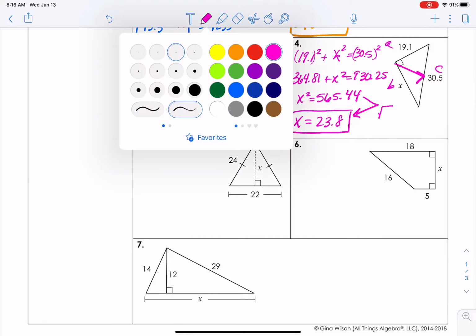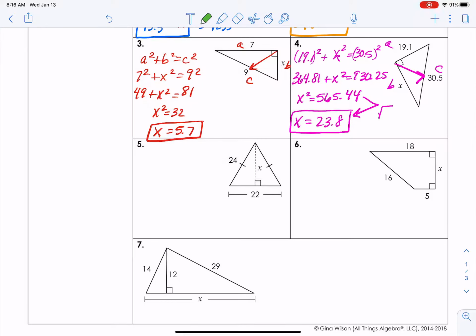Now when we look at number 5, this is an isosceles triangle. That means that this is also 24. So as we look at this triangle, these are some congruent triangles based on hypotenuse leg. So that means that these two sides are also the same. So you just take 22 and divide it by half. So this is 11, and this is 11. So this is my right angle. This is C, A, and B.